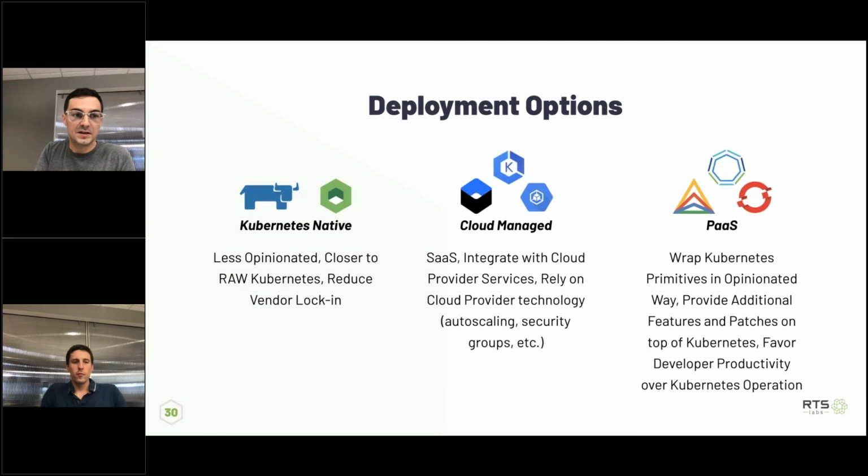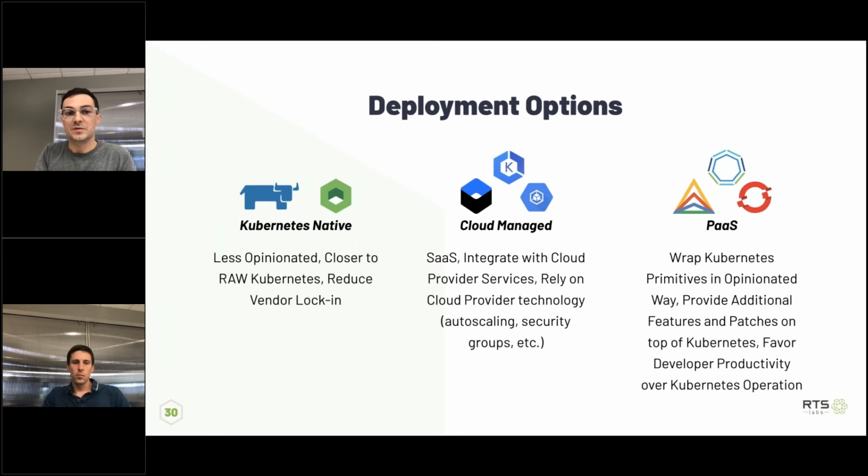It's less opinionated. It's closer to raw Kubernetes. This means that you have less vendor lock-in, right? And vendor lock-in is not necessarily a bad thing. It's just sort of what the Kubernetes native tooling is providing. The next you have is sort of this cloud managed, and this is for organizations that are maybe all in on a cloud provider, and they want to continue to leverage some of the tooling that they've spent time building out in that cloud provider.